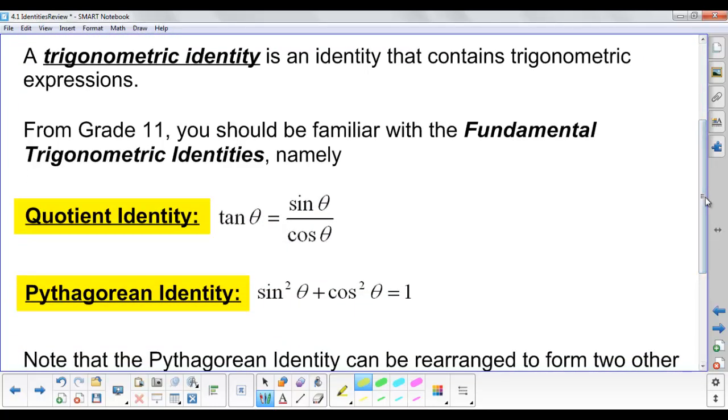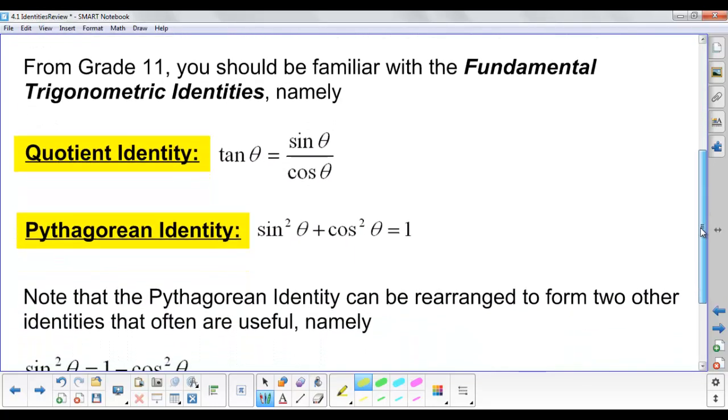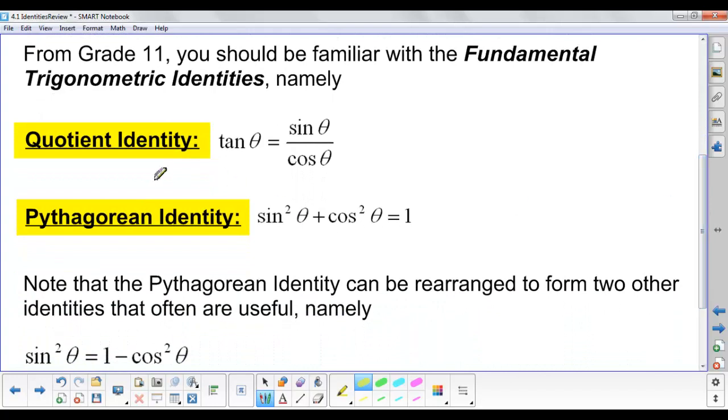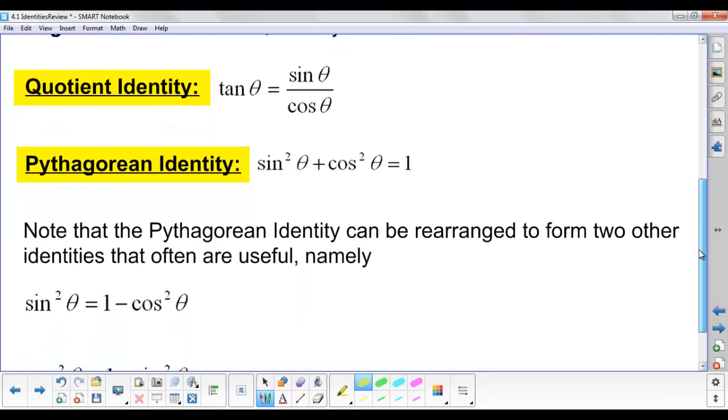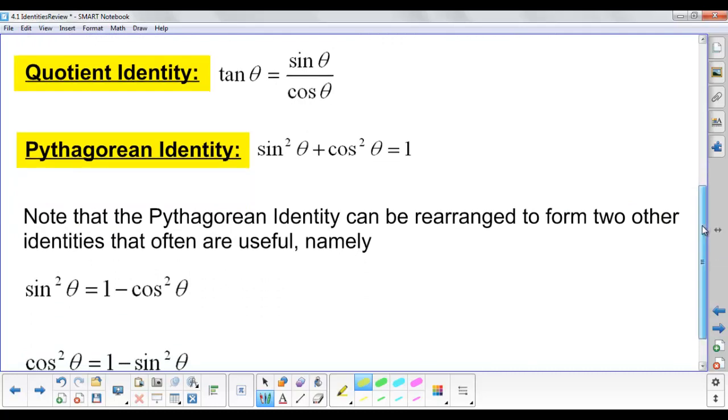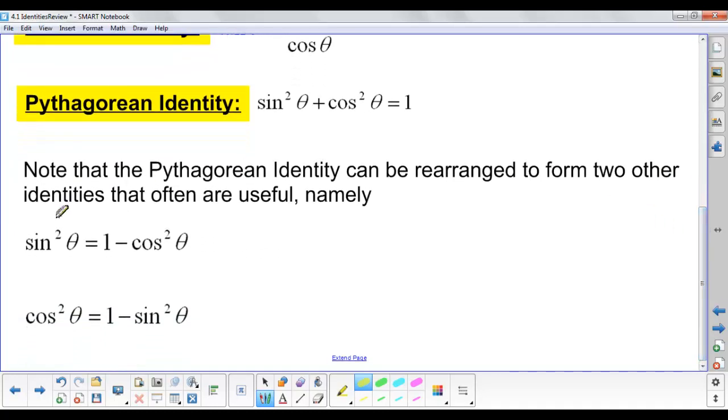In grade 11 and in the last unit, we came across these particular identities. We have a quotient identity, which is tan theta equals sine theta over cos theta, and the Pythagorean identity, sine squared theta plus cos squared theta equals 1. We also talked about rearranging that identity so that sine squared theta equals 1 minus cos squared theta, or cos squared theta equals 1 minus sine squared theta.